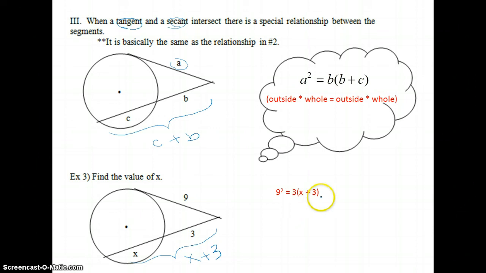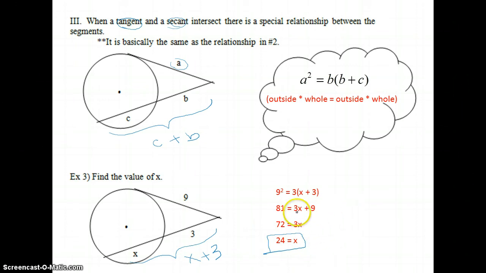Again, with the parentheses, we must distribute. So 81 equals 3x plus 9. Subtract 9 from both sides. 72 equals 3x. Therefore, x equals 24. And remember, any of these you can go back to actually substitute in and check your work.